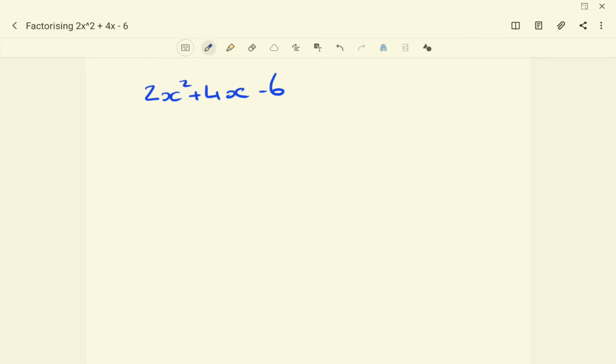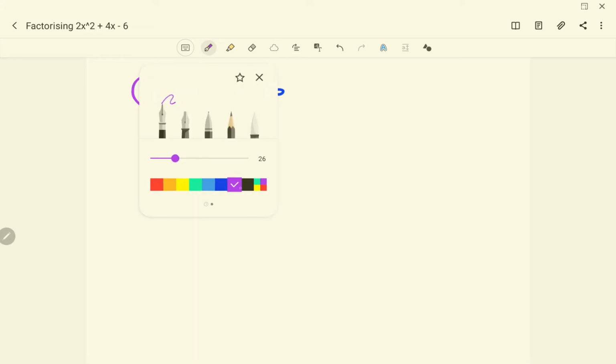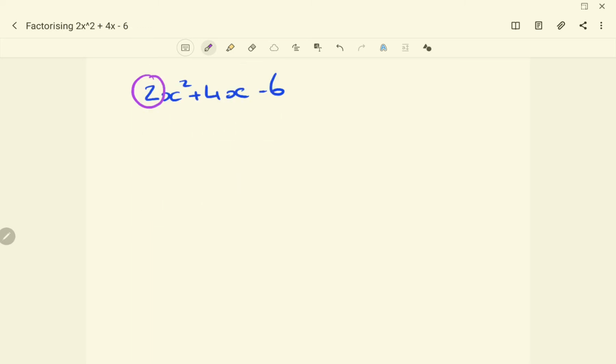Welcome to an example of how to factorize a trinomial when the number at the front is not 1. By this I mean in front of the x squared we have a value other than 1, so in this case 2. Now what this means is our first step of labelling A, B and C. For the first time ever, A is not going to be 1. A is 2, B is 4, C is minus 6.